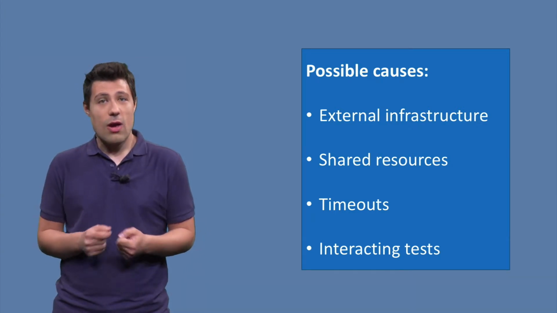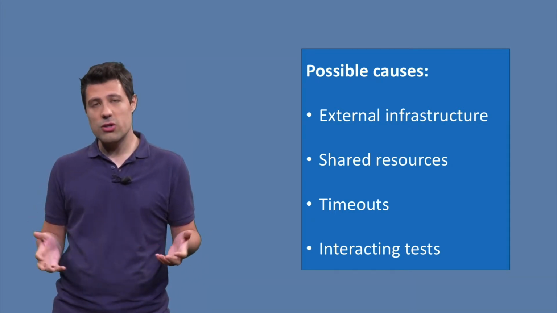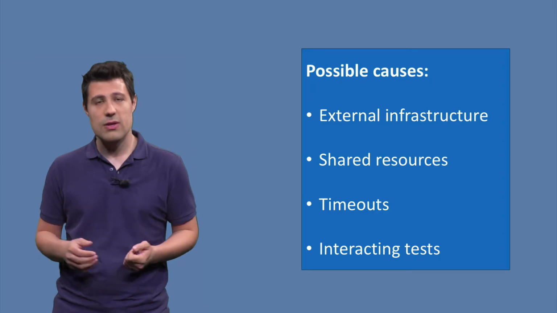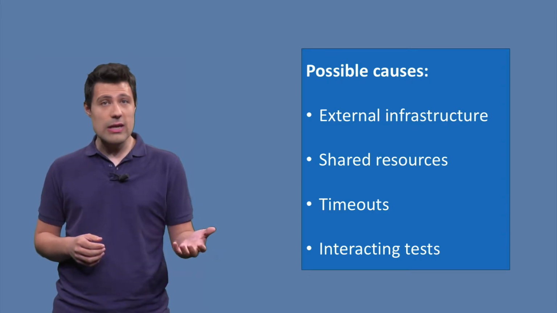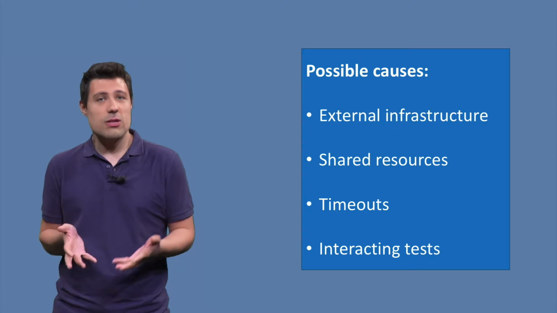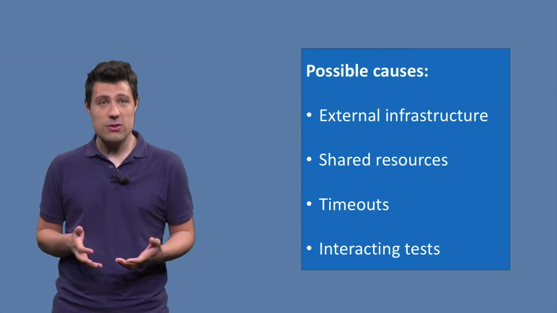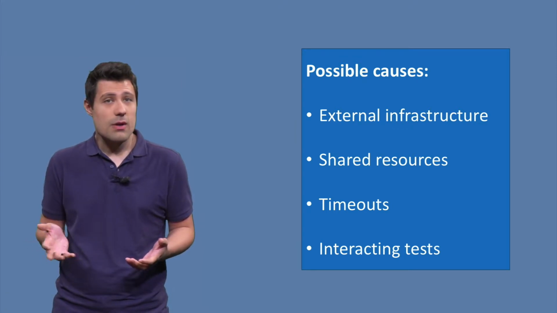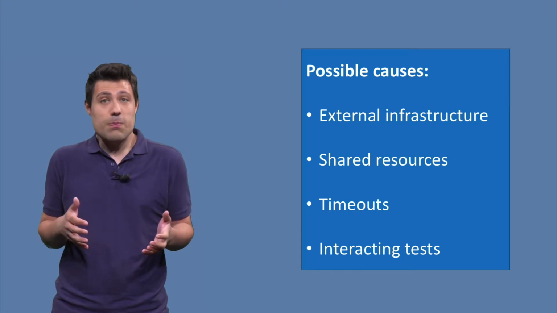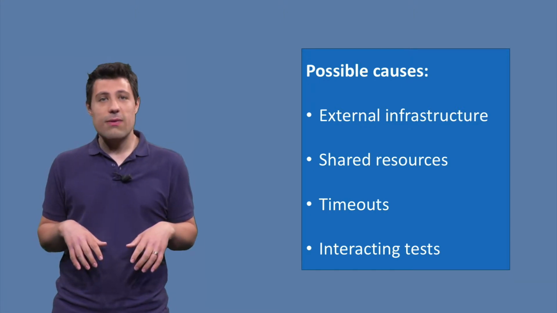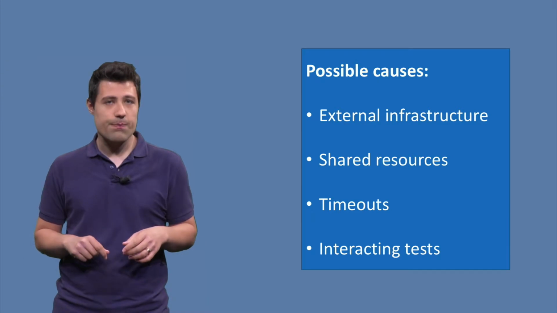For example, you have a test that depends on an external infrastructure like a database or a web service, and when the database is running and the web service is available, the test passes, but as soon as the database is off, the test fails. So the test keeps passing and failing according to the availability of the external infrastructure.